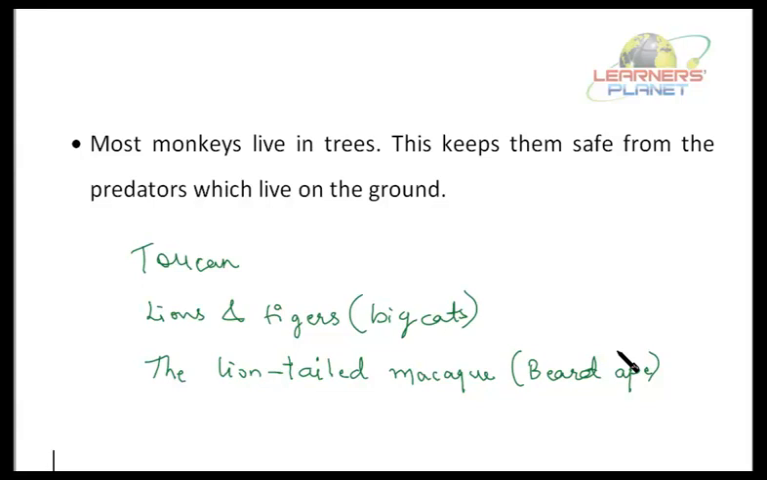It is a good climber and spends a major part of its life on the tree, and it feeds mainly on fruits. It also eats seeds, young leaves, stems, flowers and buds. This beard ape also searches for insects under the bark of the trees. And since it is able to get sufficient food on the trees, it rarely comes down on the ground.